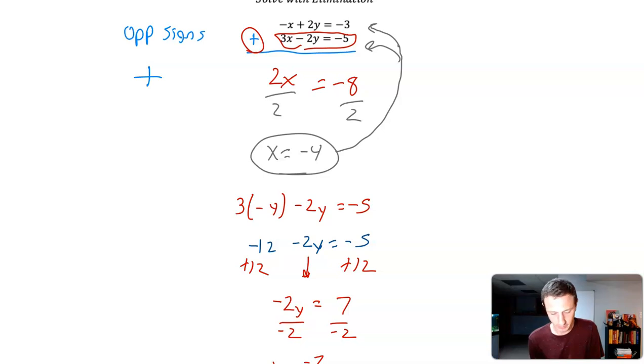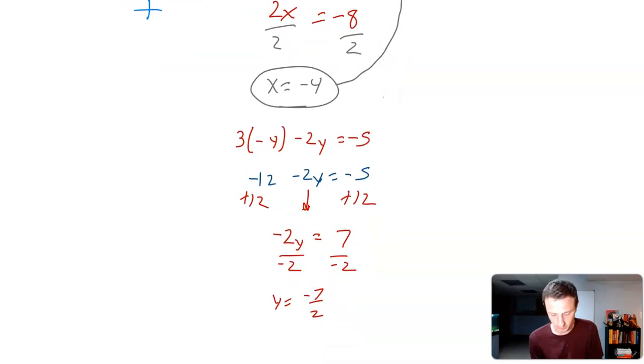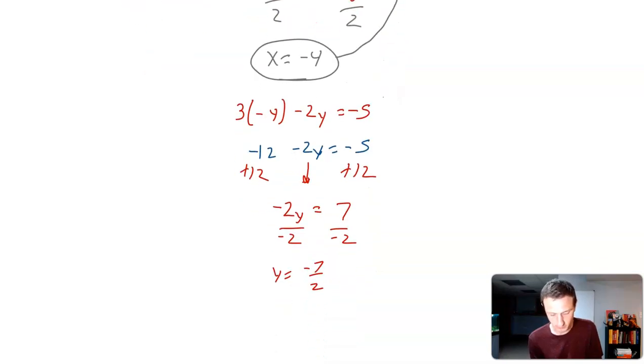So I eliminated the y's. -1 plus 3 is +2. -3 plus -5 is -8. Divide by 2. x equals -4. Substitute it back in. 3 times -4 is -12, minus 2y equals -5. Add 12. 12 minus 5 is 7. -2y equals 7. Let's check it out.